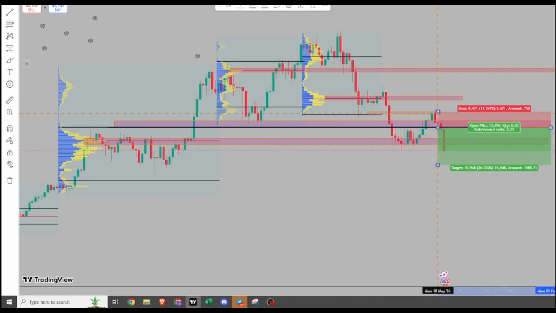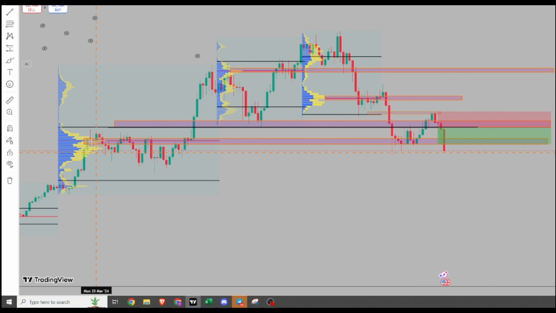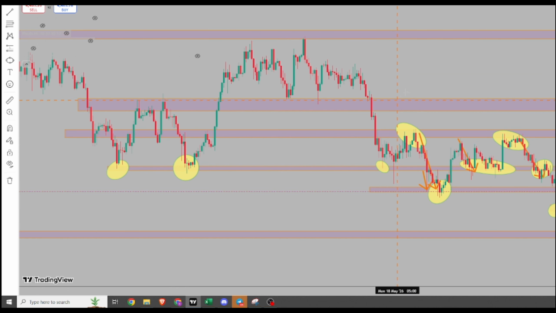How did I take this trade? Key levels. Key levels, guys. And yes, a little bit of volume profile, but mainly what? Key levels. Now take this knowledge and use it.